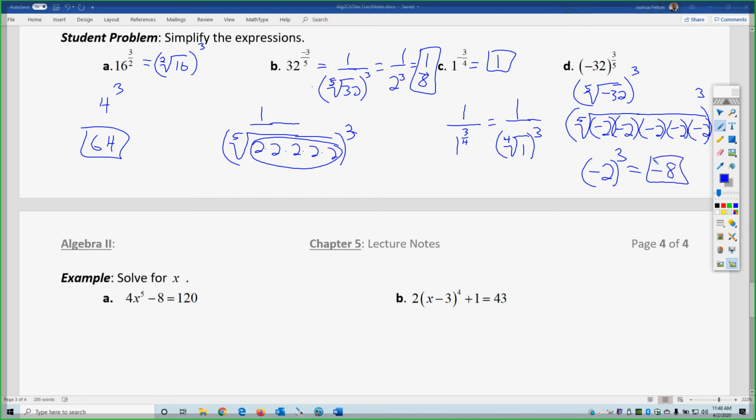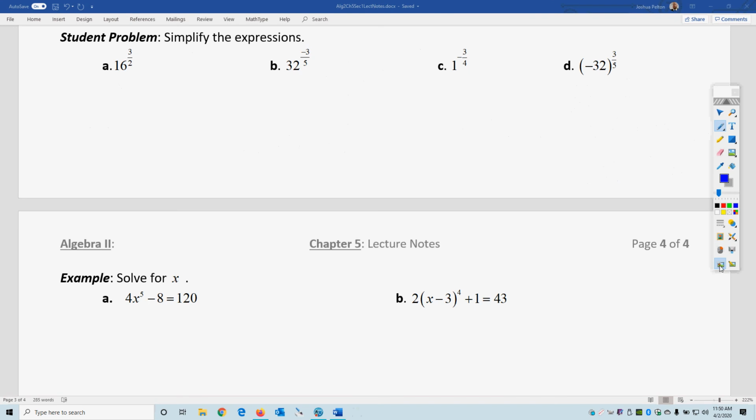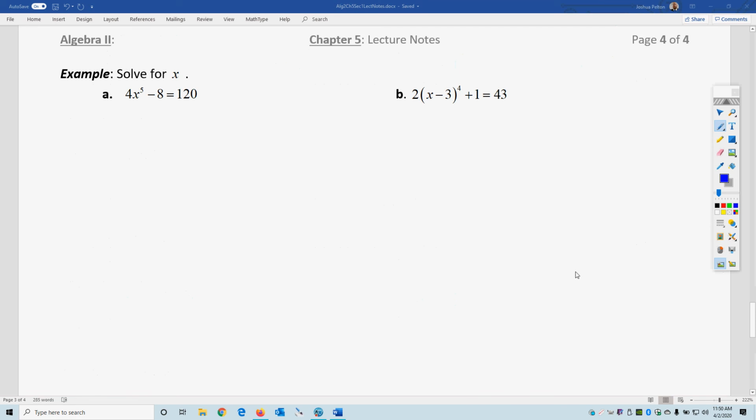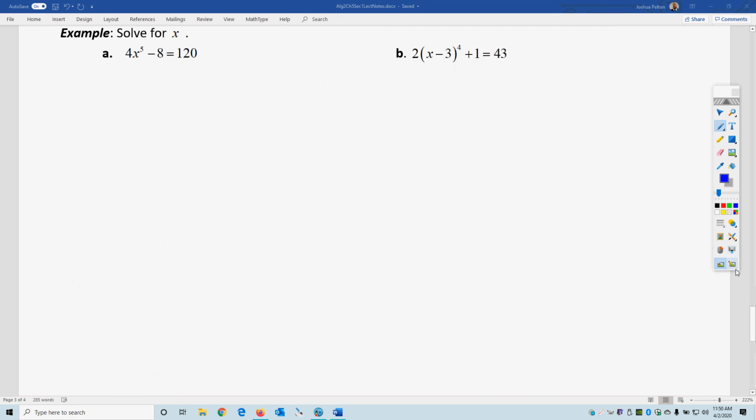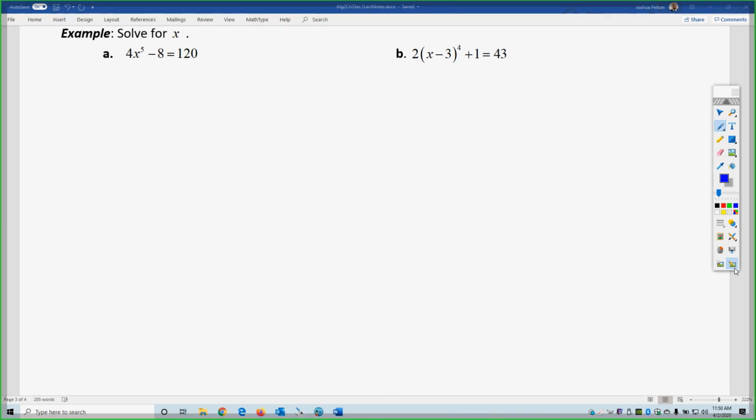Okay, let's go to page 4. All right, solving equations. Since there is only a singular x of a singular power, we can just use isolation strategy, which is order of operations backwards. So order of operations backwards, add, subtract step, add 8. So 4x to the 5th equals 128. Multiply, divide, we'll divide by 4 on both sides. So x to the 5th equals 32.